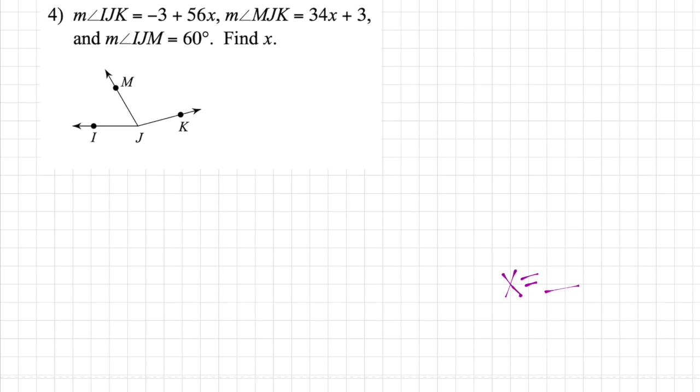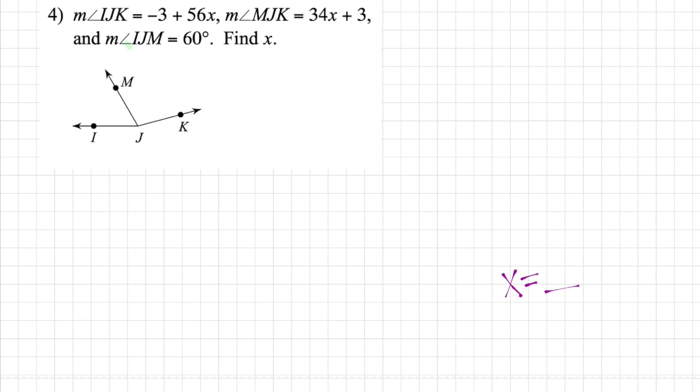And it gives us the three angles. It gives us IJK. So IJK, that's the big angle. It gives us a value for MJK. So that's one of the small ones, MJK. And then it gives us IJM. IJM, that's the other small one.